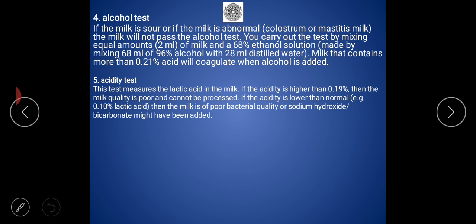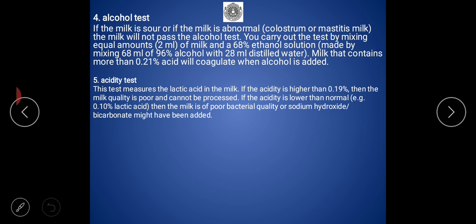Next is alcohol test. If the milk is sour or abnormal, the milk will not pass the alcohol test. You carry out the test by mixing equal amounts, that is 2 ml of milk and 2 ml of 68% ethanol solution made by mixing 68 ml of 96% alcohol with 28 ml distilled water. Milk that contains more than 0.21 acid will coagulate when alcohol is added.